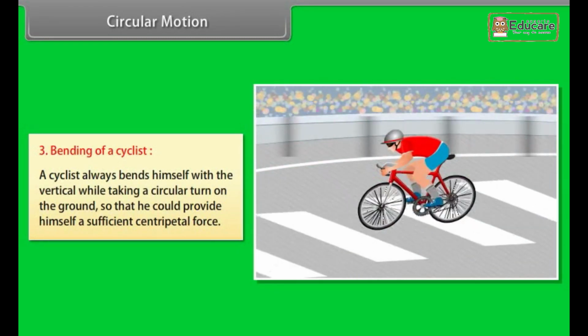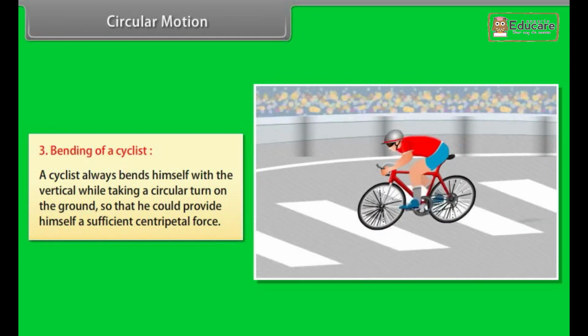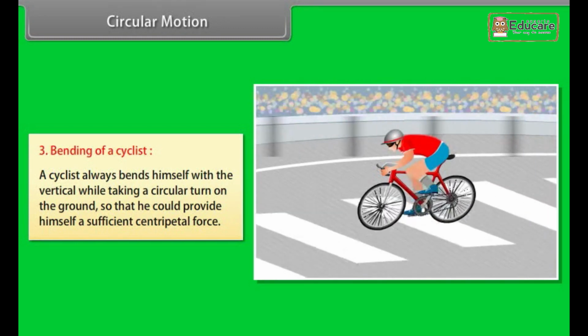Number 3. Bending of a cyclist. A cyclist always bends himself with the vertical while taking a circular turn on the road, so that he could provide himself a sufficient centripetal force.